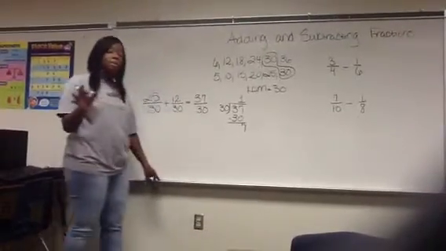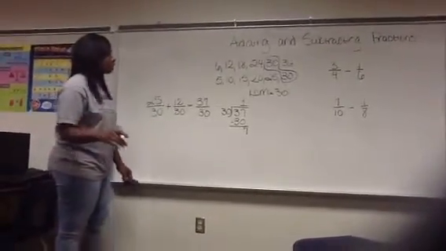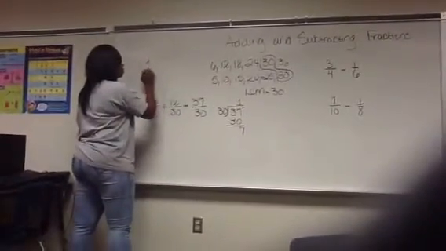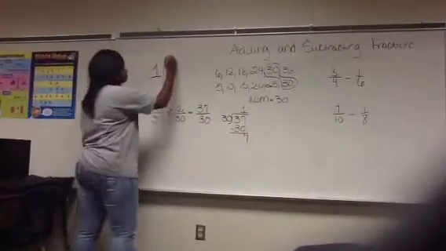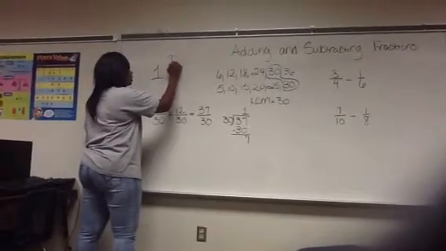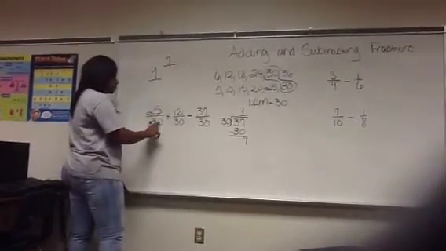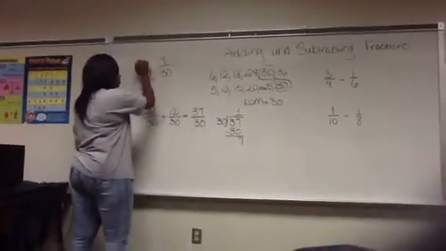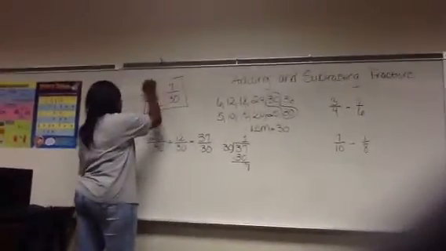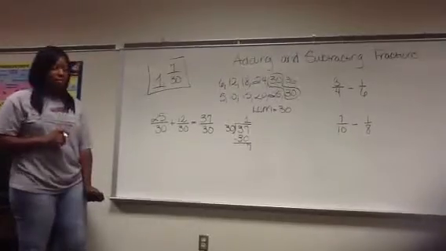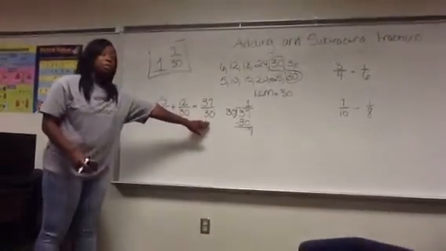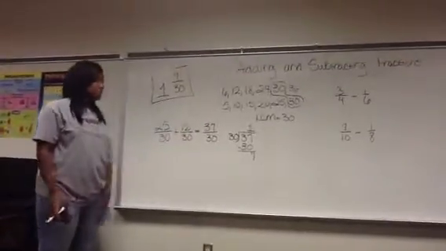Now remember how we put that together? The number that sits on top, that's the whole number. 7, the remainder, is the numerator, and the denominator never changes. That's my answer. Remember, don't stop here. When it's an improper fraction, go ahead and change it to a mixed number.